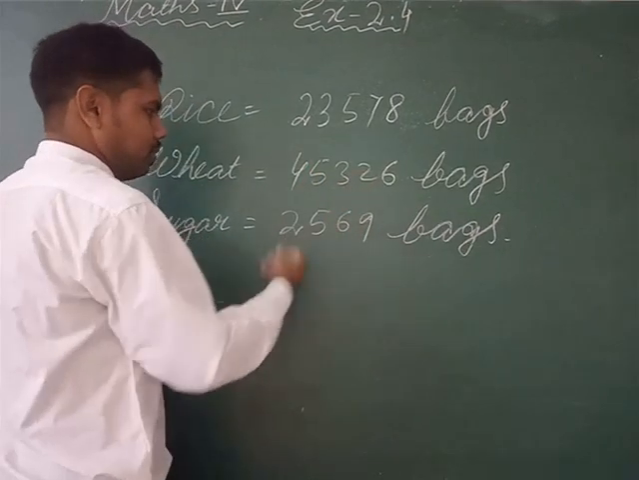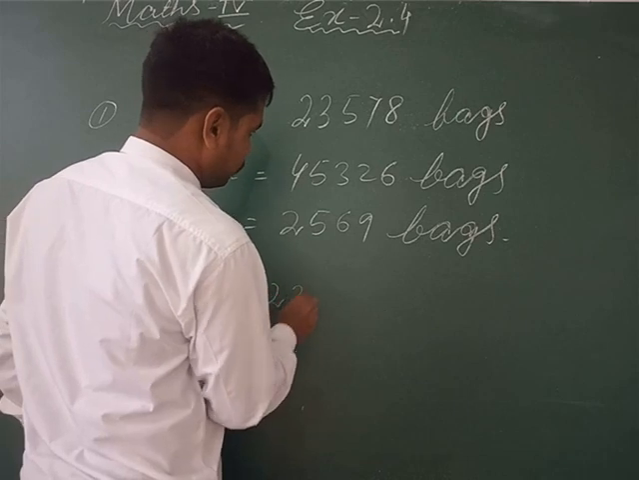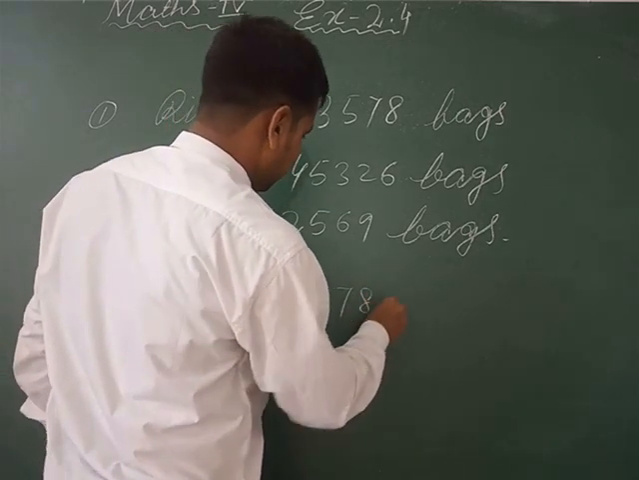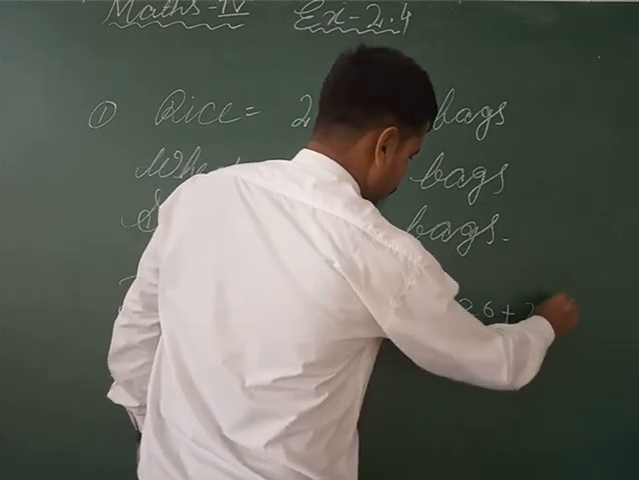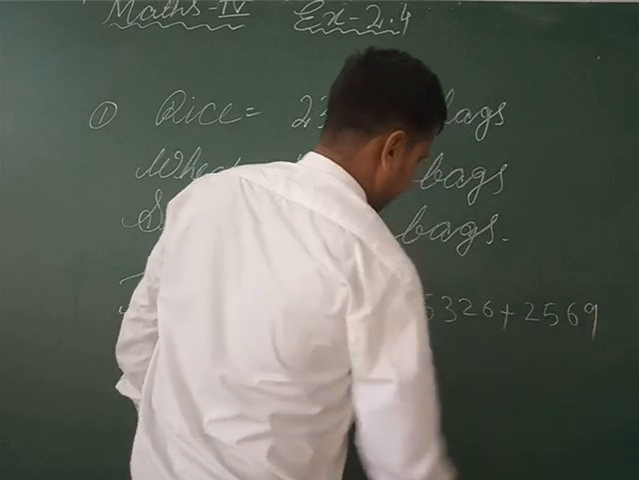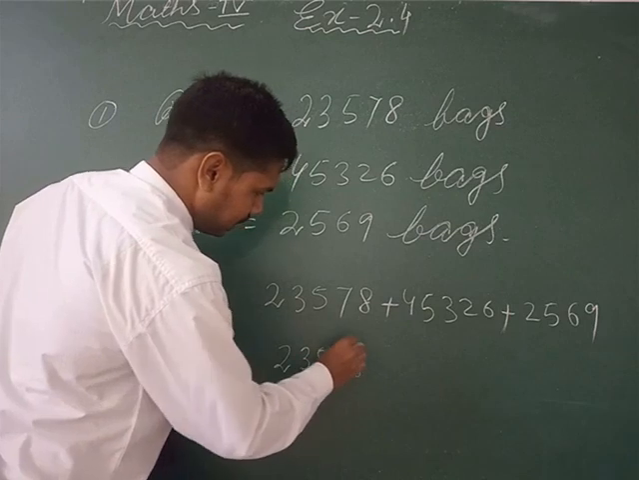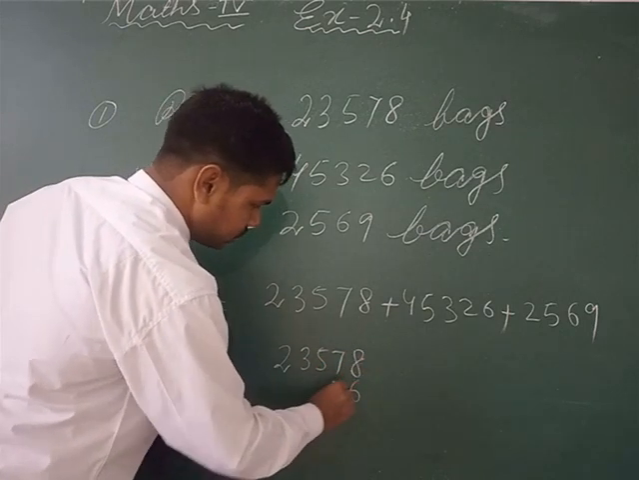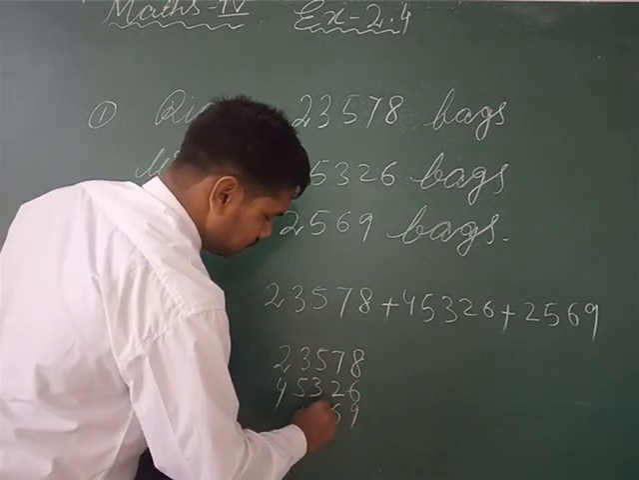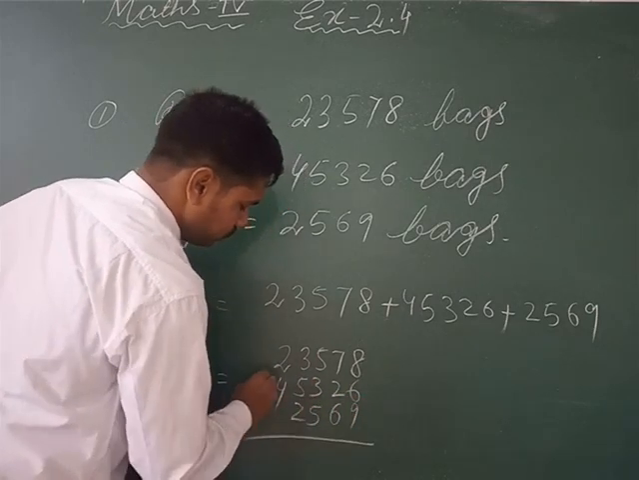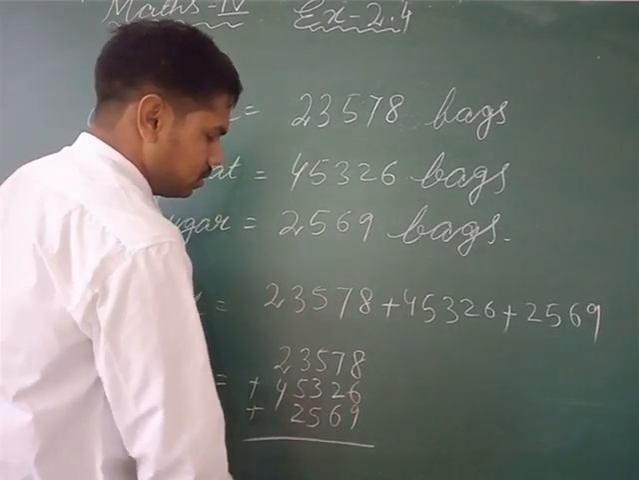First we will write the numbers in an array by arranging. So we can write 2 3 5 7 8 plus 4 5 3 2 6 plus 2 5 6 9. Now we will arrange. So therefore 2 3 5 7 8, then 6 2 3 5 4, and then 9 6 5 2. So let's add all these. Okay, so 9 plus 6 is 15. 15 plus 8.